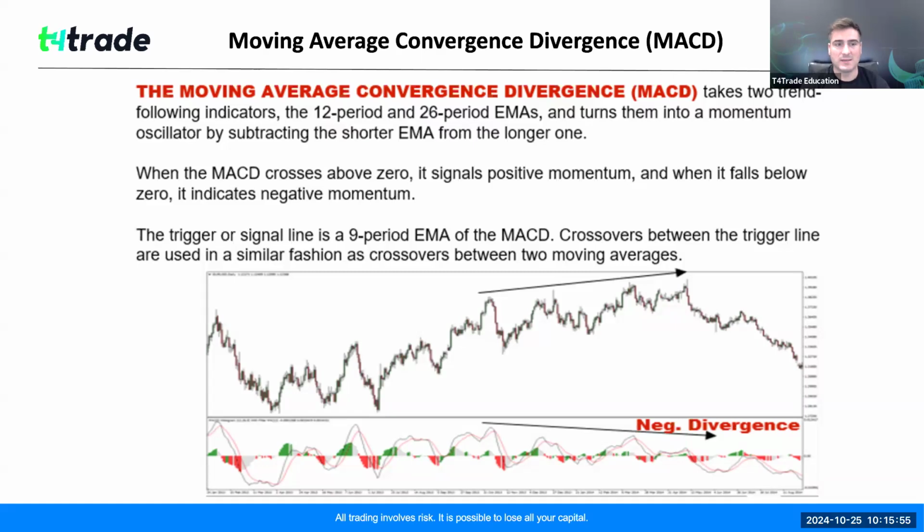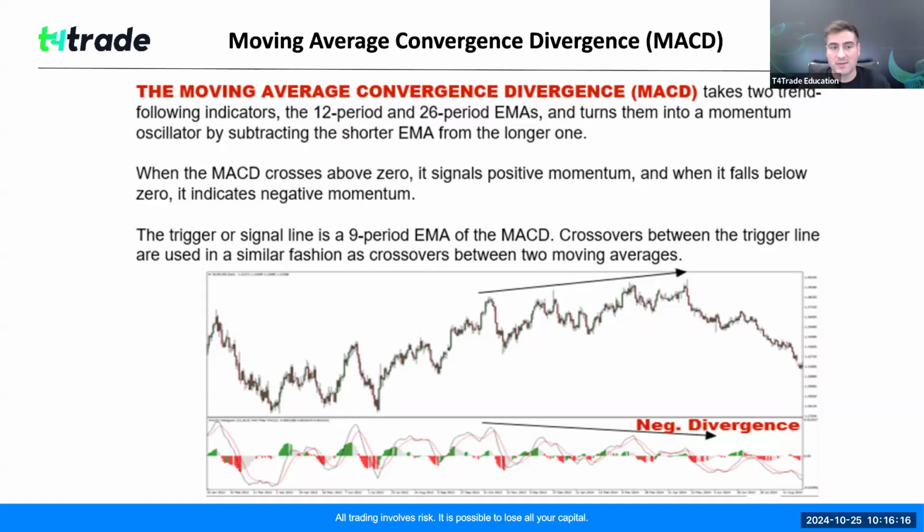Okay, so when the MACD line crosses above zero, it signals positive momentum and that the bulls are in control. And when the bears are actually taking the initiative, you're going to see the MACD line crossing below zero, which is going to signal negative momentum and the bears are in control. Okay, indicates negative momentum. You get the point.